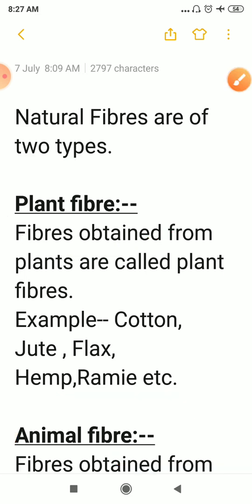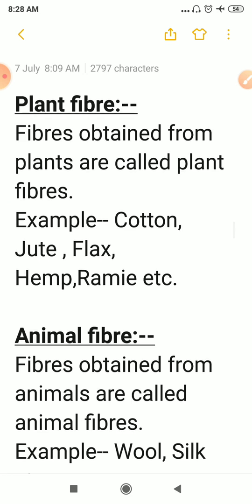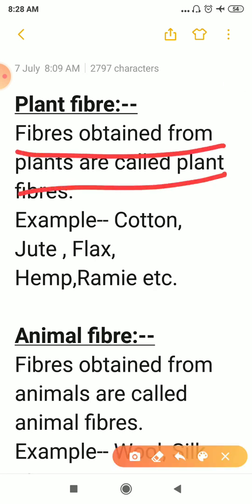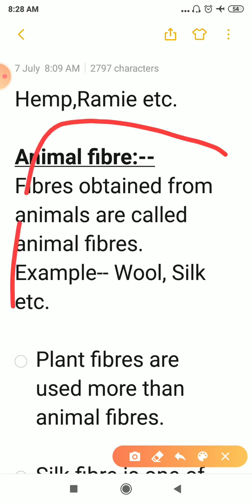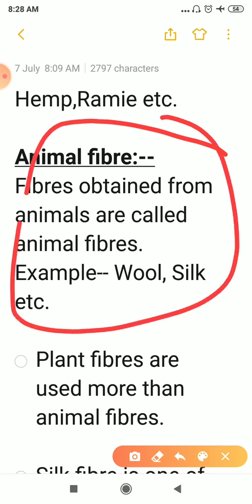In this chapter, we will discuss plant fibers, especially cotton and jute. What are plant fibers? Fibers that are obtained from plants are called plant fibers. For example, cotton, jute, flax, hemp, ramie. These are some of the popular plant fibers that we use. And animal fibers, the fibers that we obtain from animals, are known as animal fibers. Wool, silk, etc.